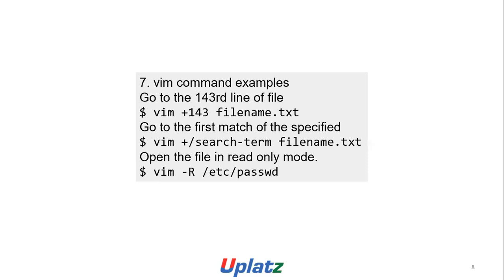Vim command examples. Go to the 143rd line of the file: vim +143 filename.txt. Go to the first match of the specified term: vim +/search-term filename.txt. Open the file in read-only mode: vim -R /etc/passwd.